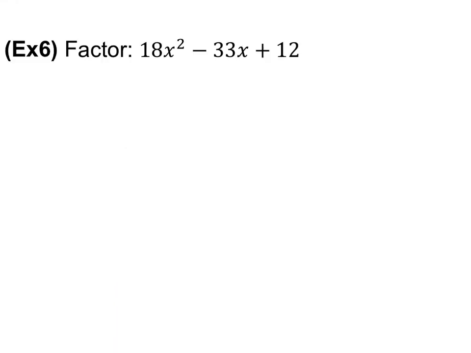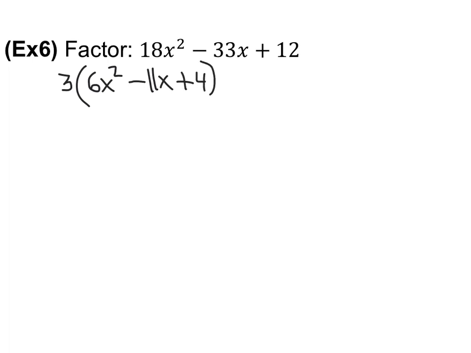Last problem, factor. First step, is it in standard form? Yes, it is. Second step, can we take out a greatest common factor? Yes, we can. We can take out a 3. So 3 times 6x squared will give us 18x squared. 3 times a negative 11x will give us a negative 33x. And 3 times 4 will give us 12.